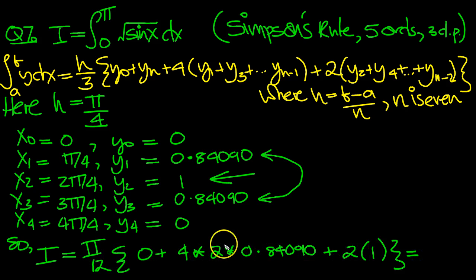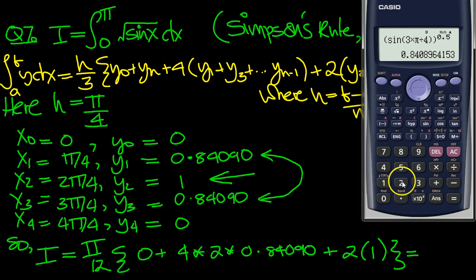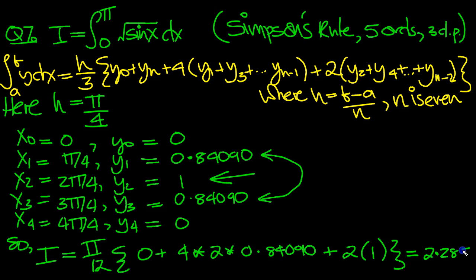2 basically, plus 8 times this number, and then all times pi over 12. So let's tap that in then. So it's 2 plus 8 times 0.84090, that's the bracket, so equals. And then we times it by pi, and then divide by 12 at the end of it all. 2.285 to 3 dp, 2.285, and that was the 3 decimal places.